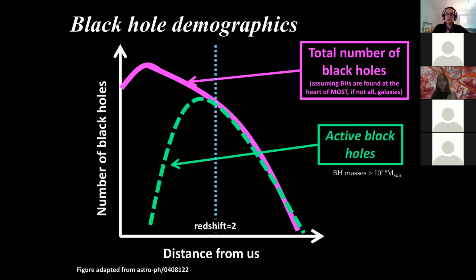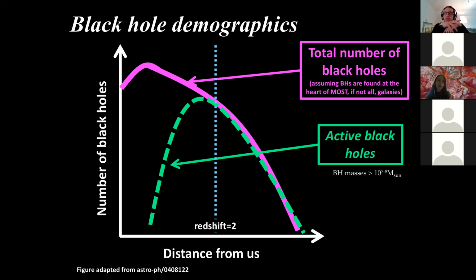And as we know that black holes are found at the heart of nearly all galaxies, when we go out and calculate the number of galaxies that we expect should harbor a black hole by literally counting all the galaxies we observe, we find that the number of active black holes does not match the number of supermassive black holes that we expect out there.